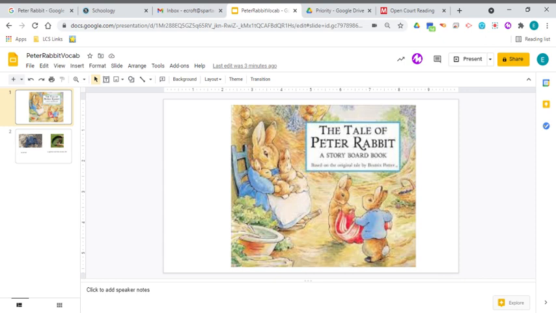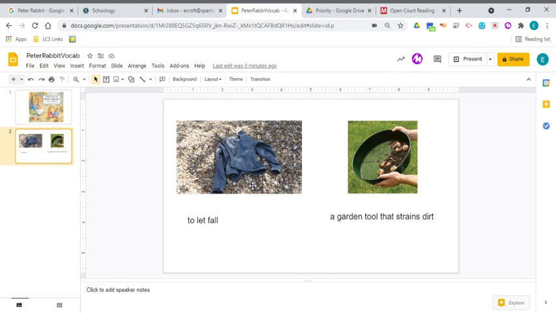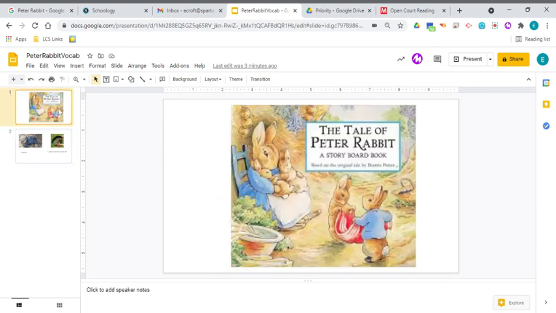Before we read, I do want to talk about a couple of vocabulary words. One is going to be the word shed, which means to let fall. Someone shed their jacket and let it fall to the ground. And then the other one is sieve. A sieve is a garden tool that strains something, like strains the dirt out. So those are the two vocabulary words that we're going to focus on today.